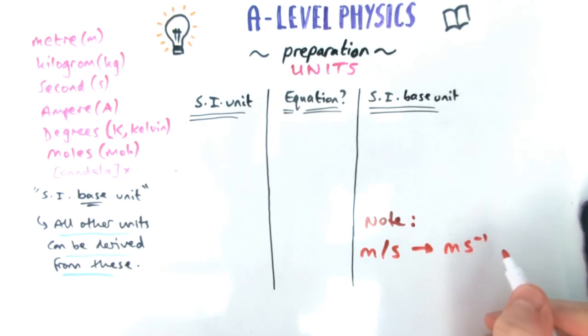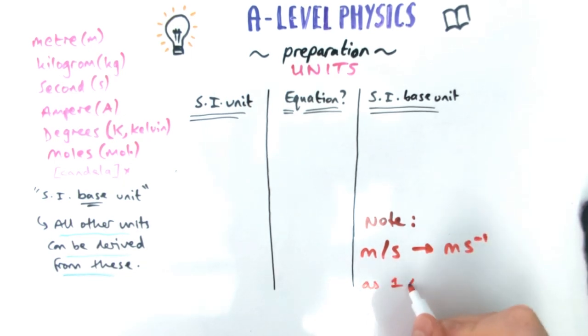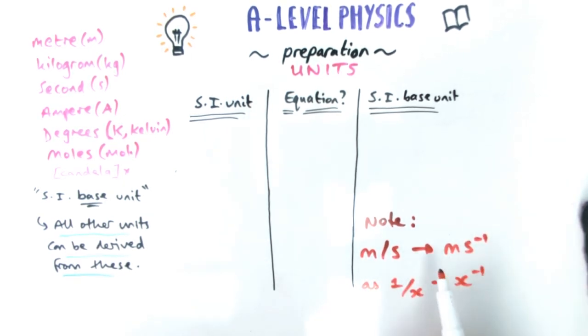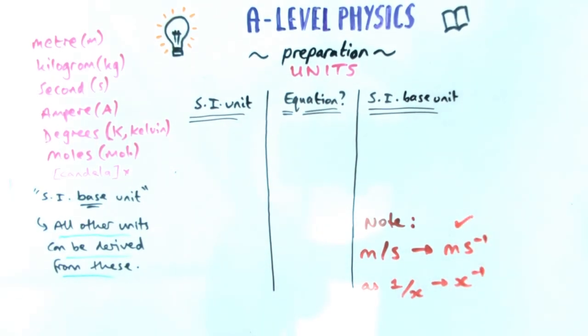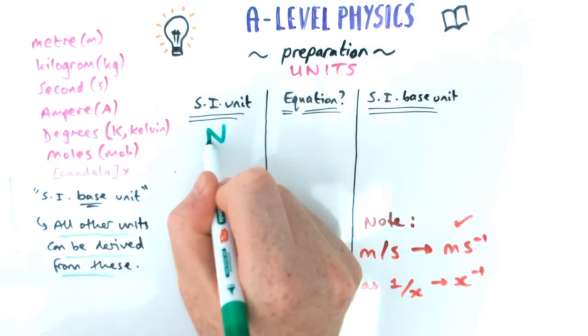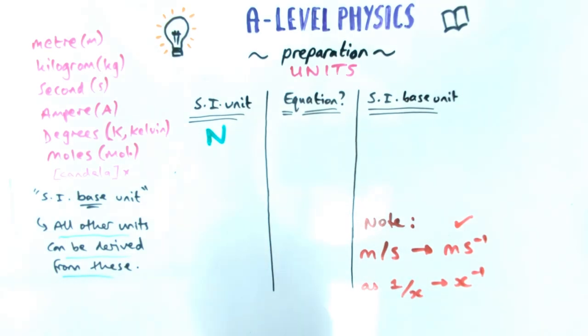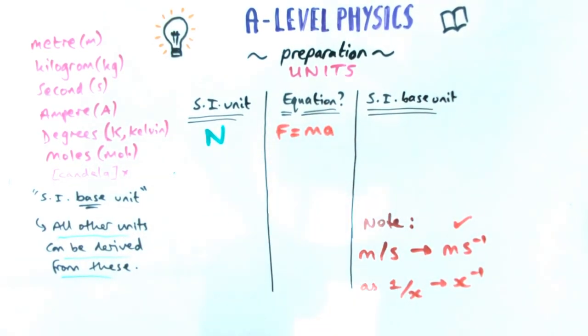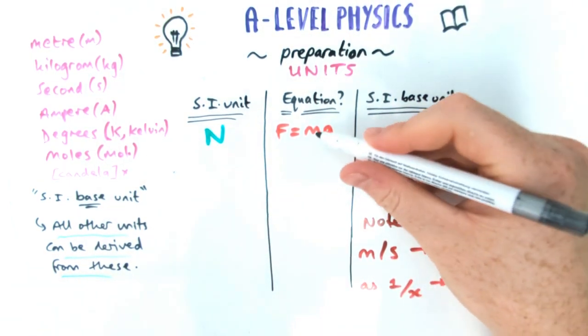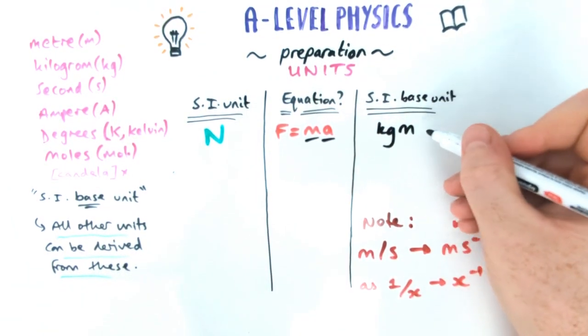So as a quick note, if you're just starting A levels, we are going to use index form of units. So instead of m/s, we do m times s to the power minus 1. It means the same thing. For example, 1 over x is the same as x to the power minus 1. So let's have a look at a couple from the list you might be surprised weren't on our fundamental base units list. The newton is a good example. So how we express that is with an equation.